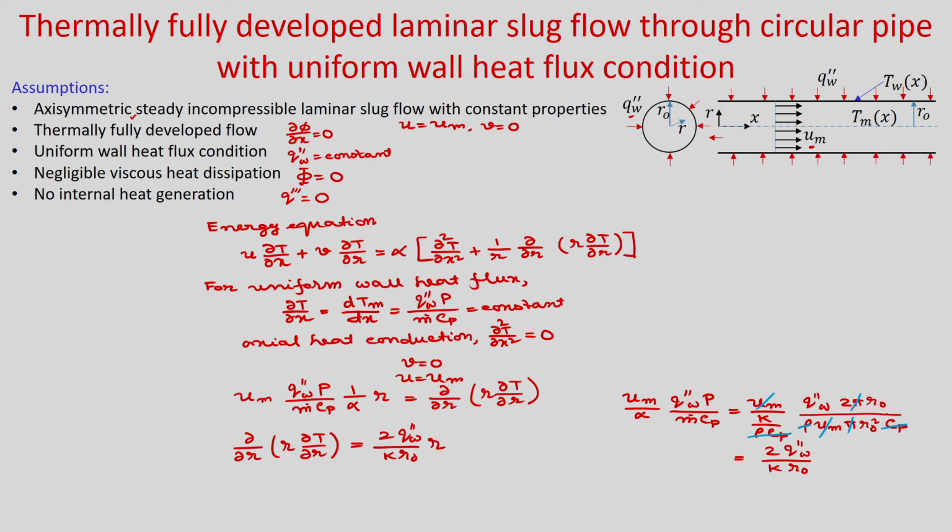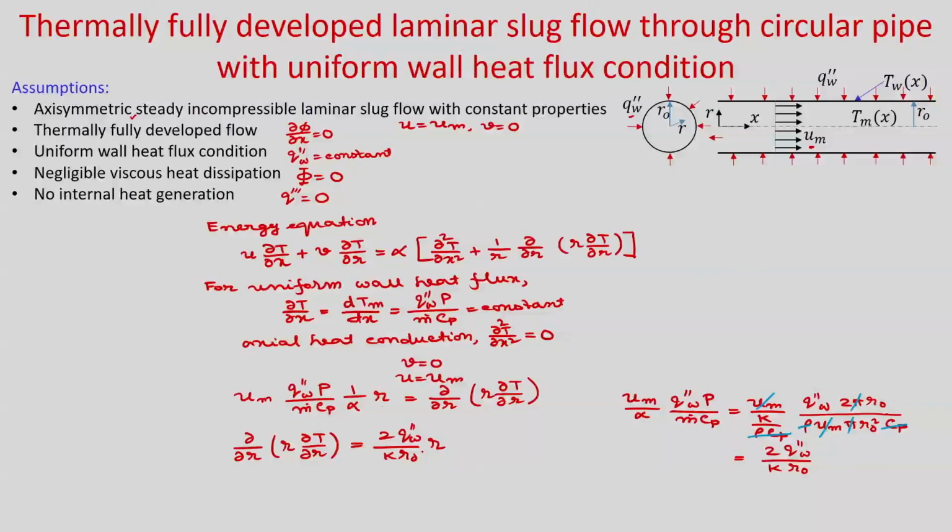So, now this equation you can integrate twice and you can find the temperature distribution for thermally fully developed laminar slug flow through a circular pipe, applying two boundary conditions. At r is equal to 0, you have T is finite, and at r is equal to r naught, you have wall temperature T w, right. So, that is why we have started with the simple problem considering the slug flow, because your right hand side is becoming constant. So, it is easy to integrate and find the temperature distribution and the heat transfer coefficient.